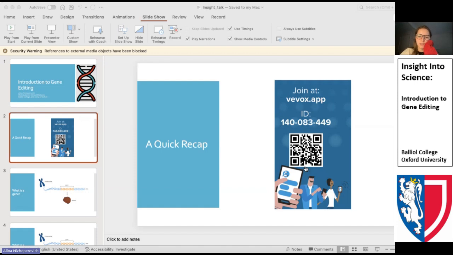Which is, let me see. Which base forms a bond with adenine in DNA? Hopefully you guys should be familiar with this. Well, I can see that 19 people have voted out of 21.